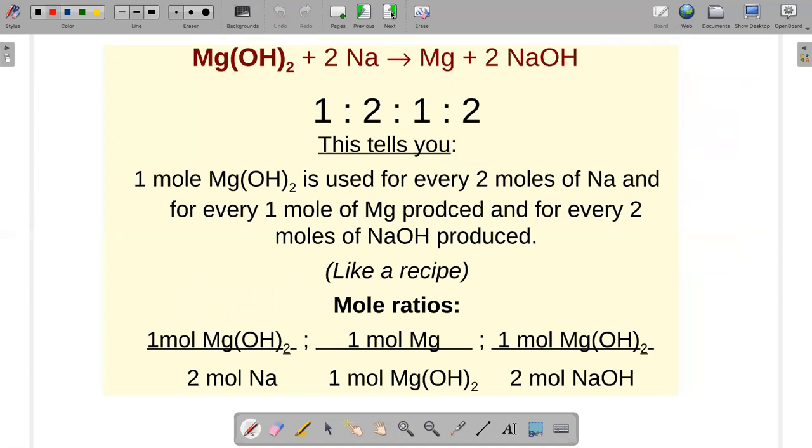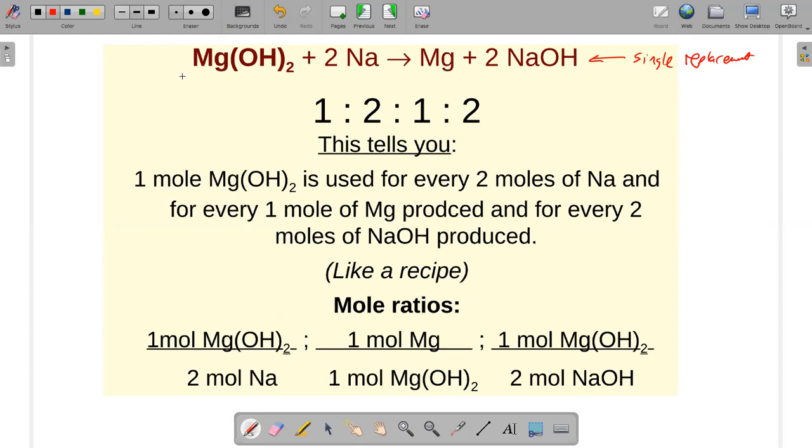So here's another example. This is magnesium hydroxide. If you react it with sodium, sodium is above magnesium on the activity series, so you get a chemical reaction. The sodium replaces magnesium. You get magnesium and sodium hydroxide. So this is a regular, run-of-the-mill single replacement reaction. What's true in this equation is that for every 1 magnesium hydroxide, you've got to have 2 sodiums. And as a result of the reaction, you get 1 magnesium and 2 sodium hydroxides.